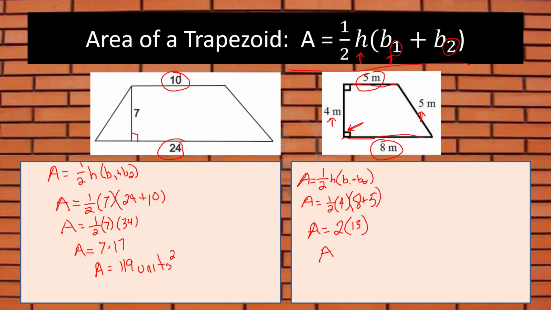So my area is equal to 26 meters squared. And now we get used to using the formula. We get used to plugging in what we know. And this is just going to make solving problems so much easier as we work through the rest of the 8th grade content. Just get used to using a formula and plugging in what we know.